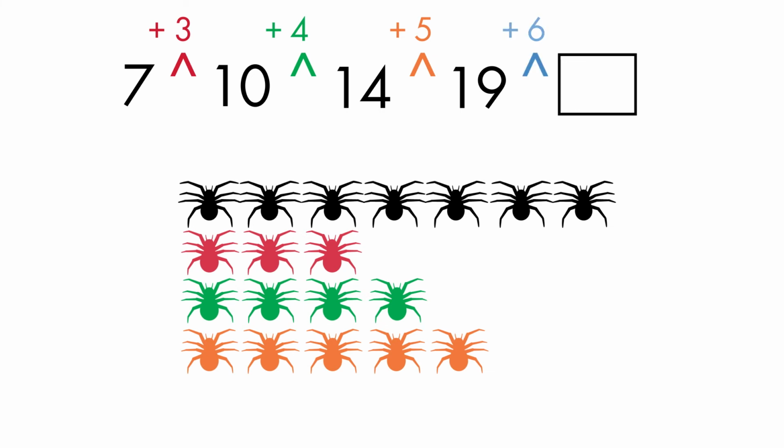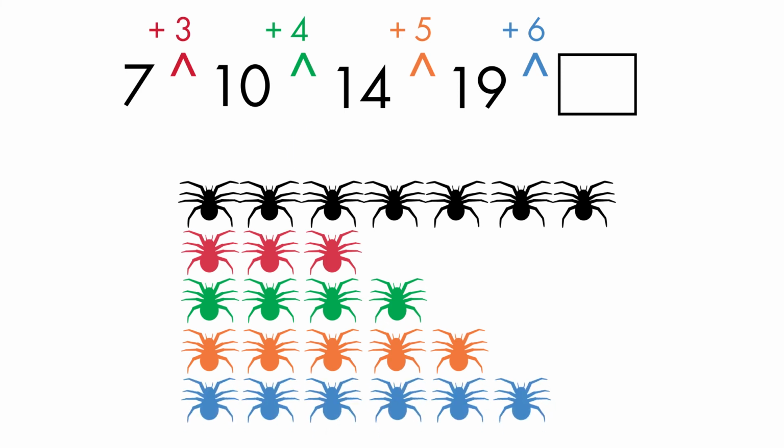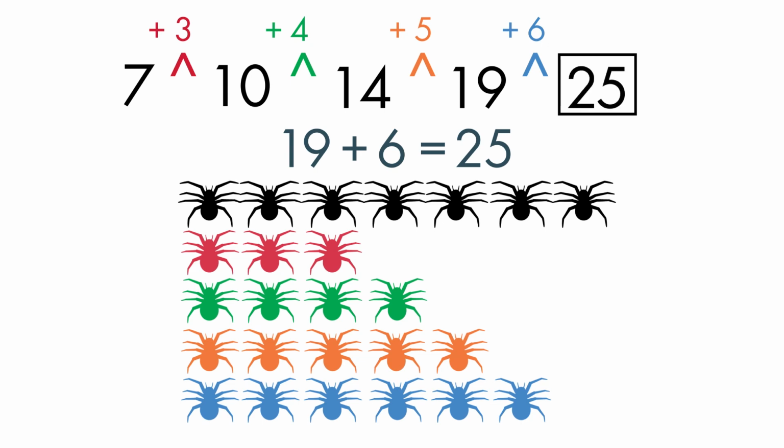Yes, we should add 6. 19 plus 6 is equal to 25. The next number in the growing pattern is 25.